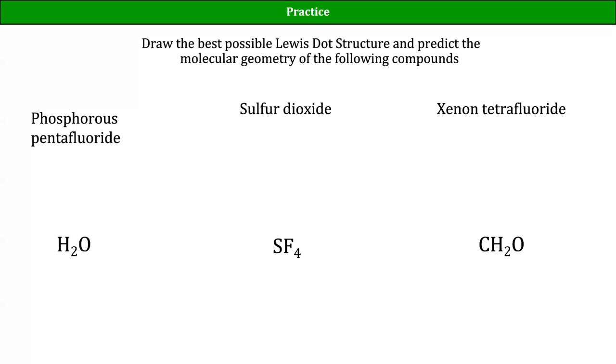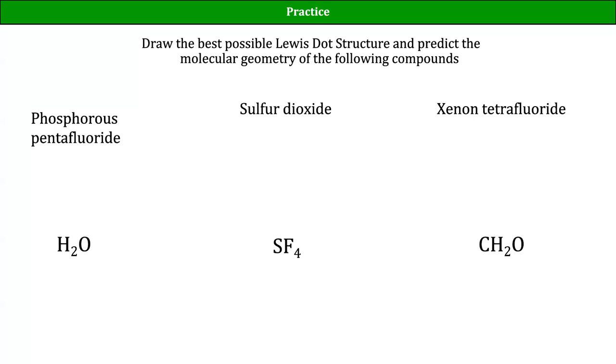So what's the geometry then? How many things are taking up space around the sulfur? Oh, five. Trigonal bipyramid for the electron geometry. And if you're going to draw that, three things in the middle, all about 120 degrees from each other, a fluorine straight up and a fluorine straight down.